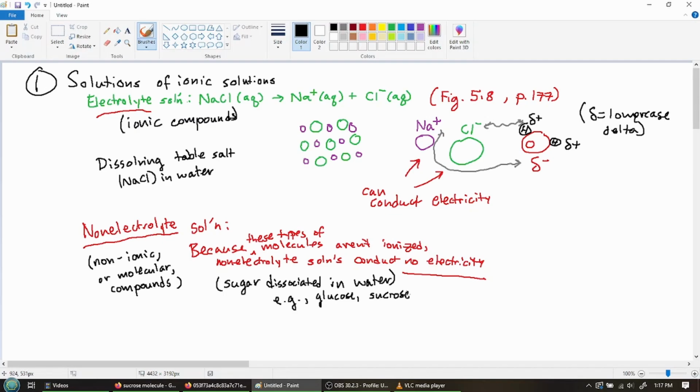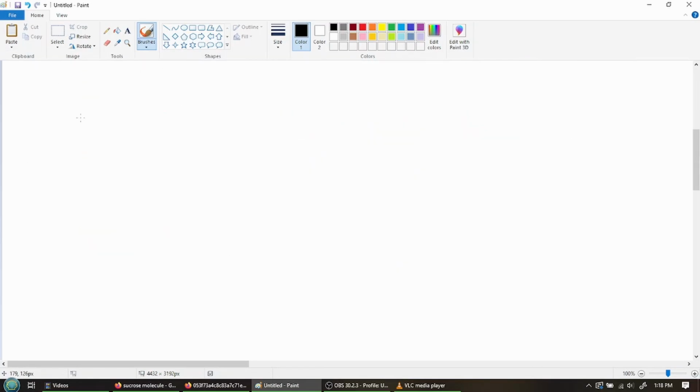Okay. Now, this covers the basic ideas of electrolyte solutions versus non-electrolyte solutions. So let's add a little bit of context to the idea of electrolyte solutions. Let's switch over to a new color here. Let's make this one blue. We're going to say that electrolyte solutions can be further classified into two types. One of these types is what we're going to call a strong electrolyte. A strong electrolyte, like for instance sodium chloride, is going to completely split apart into its constituent ions.